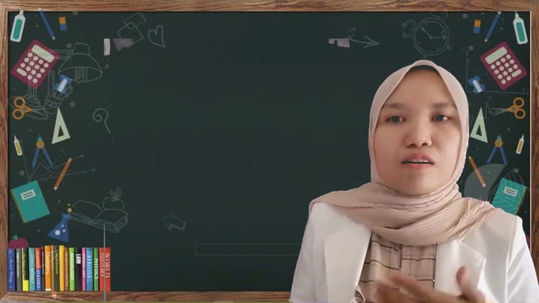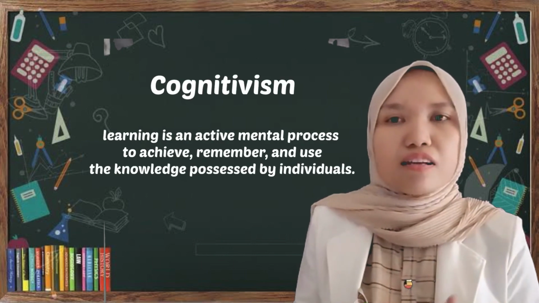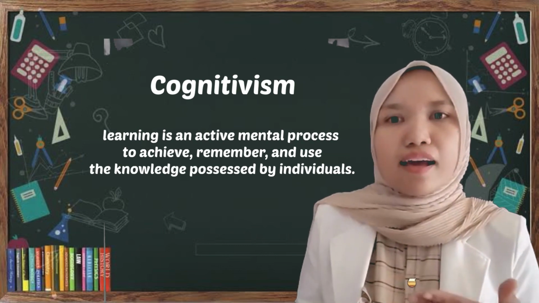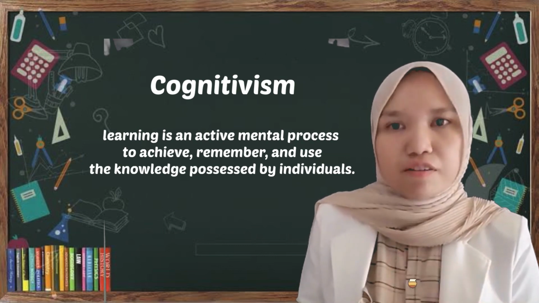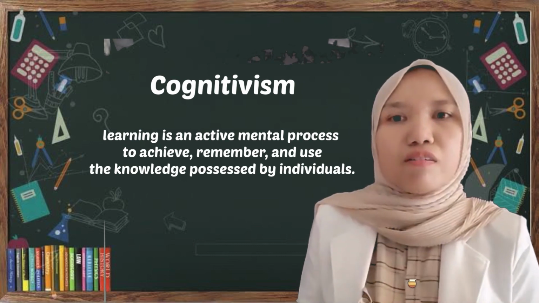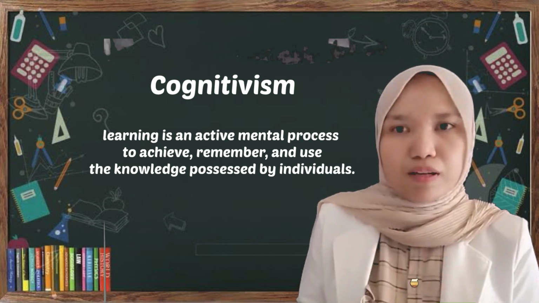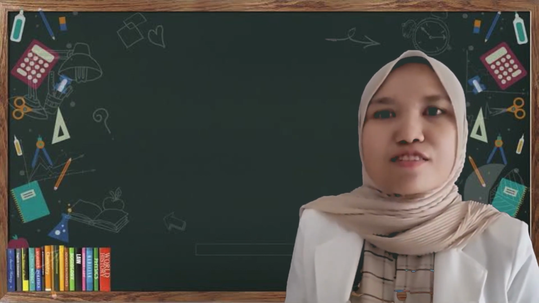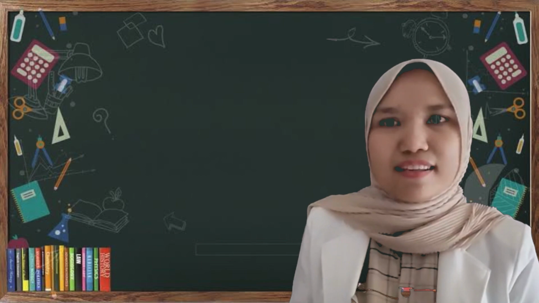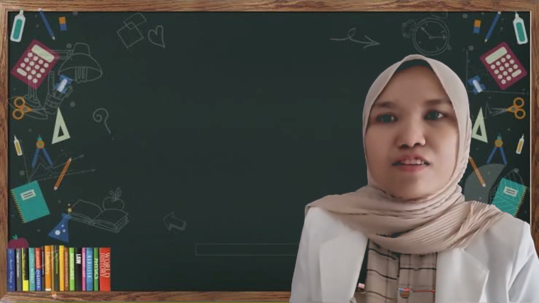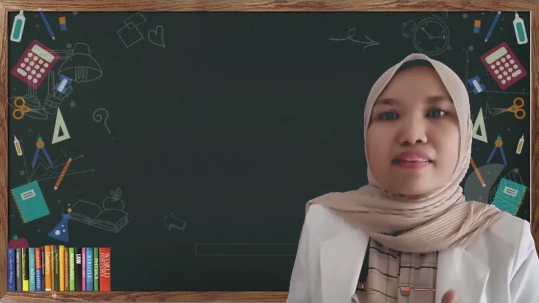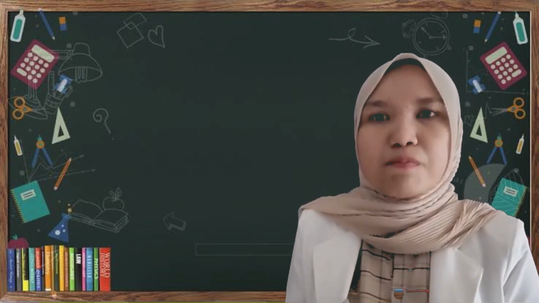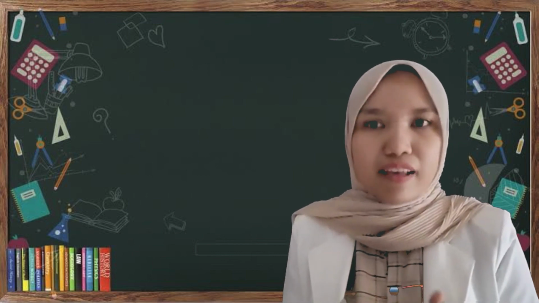The second is cognitive theory. According to cognitive learning theory, learning is an active mental process to acquire, remember, and use the knowledge possessed by an individual. According to Piaget, for example, students who already know simple present tense, if the teacher introduces descriptive text material, there will be an integration process between simple present tense and descriptive text.